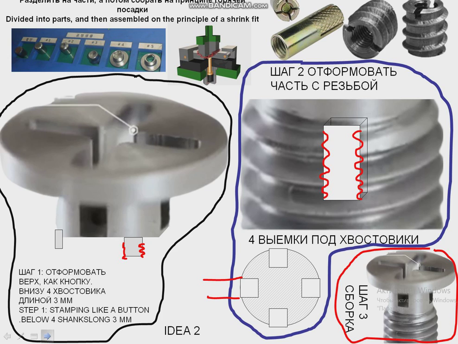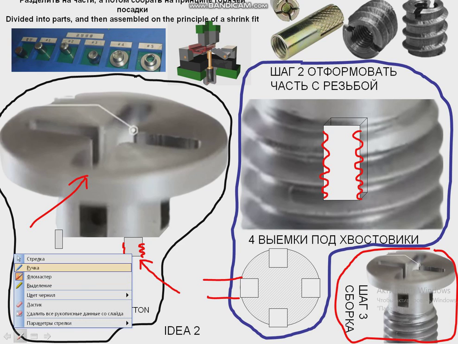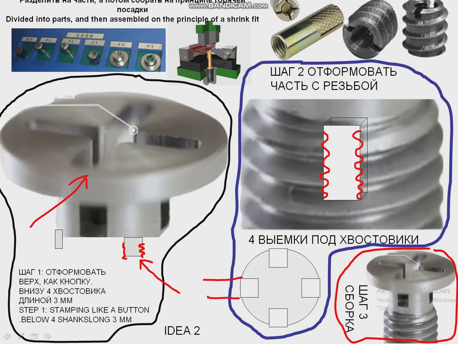What else? Idea number 2. Let's think about using two parts. First part, element number 1, is the head, manufacturing of the head. Second part, manufacturing of the cylindrical part of the bolt. In part number 1, we will use special sticks. Maybe many steps are necessary to apply it.